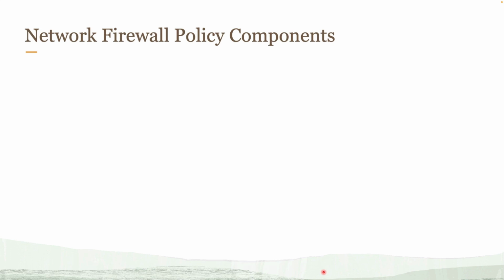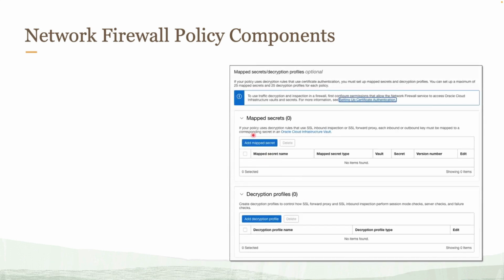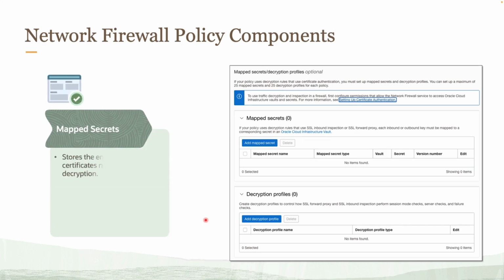For creating decryption rules in a policy, you must first create mapped secrets and decryption profiles. Mapped secrets are stored in OCI Vault and are associated with inbound or outbound SSL keys or certificates. These secrets play an important role in decrypting and inspecting SSL or TLS traffic using methods such as SSL forward proxy or SSL inbound inspection.